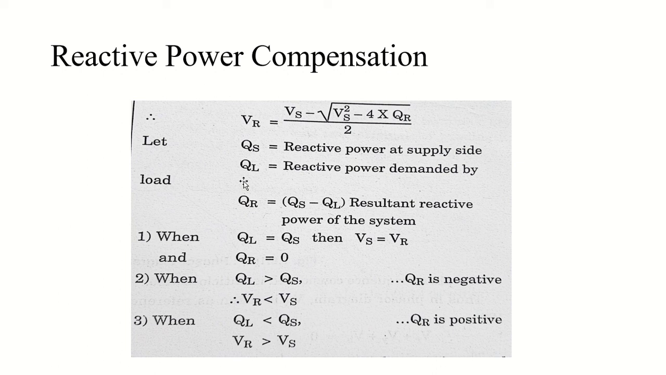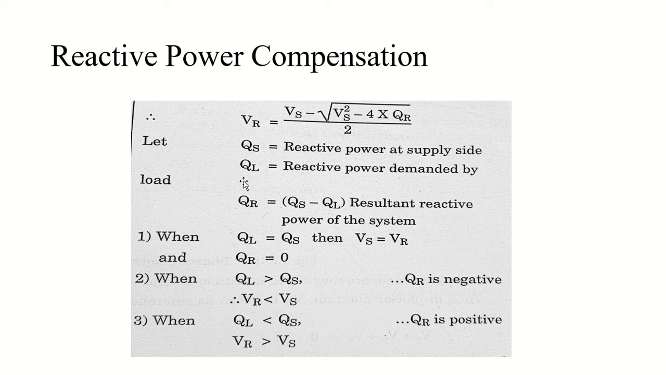Coming from that, if we have QL equal to QS, which means the reactive power from the supply side is the same as the reactive power in demand, then the supply end voltage and the receiving end voltage will be the same, right? Which means your system is completely in balance, you don't have to worry about anything. But that is never the case, right?